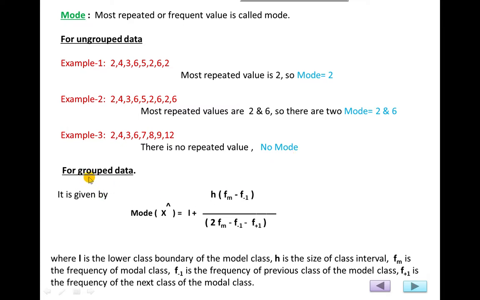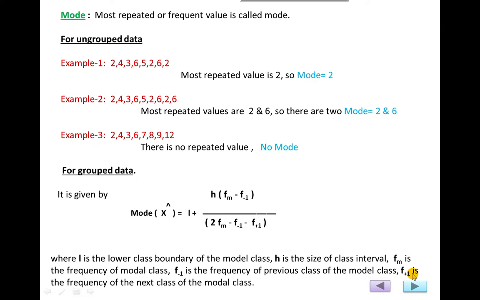Now this is the formula for the grouped data. X cap equals L plus, where L is the lower class boundary of the modal class. H is the size of class interval. FM, frequency of the modal class. F minus 1, frequency of the previous class of the modal class. F plus 1, frequency of the next class of the modal class. The most important thing is the modal class. First we will find the modal class, then you can find L, FM, F minus 1, F plus 1. I will explain in the numerical.